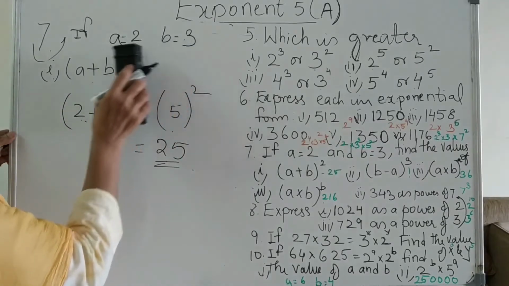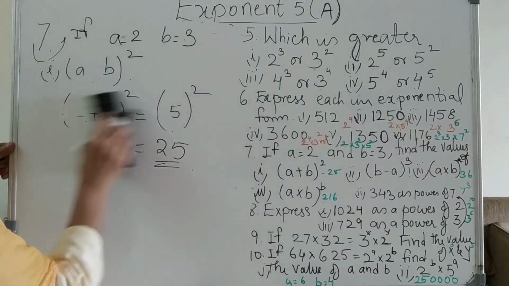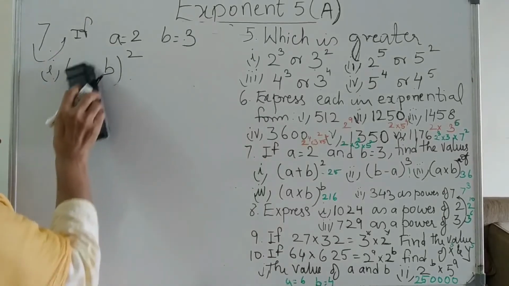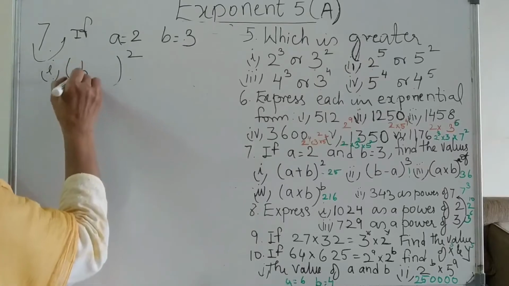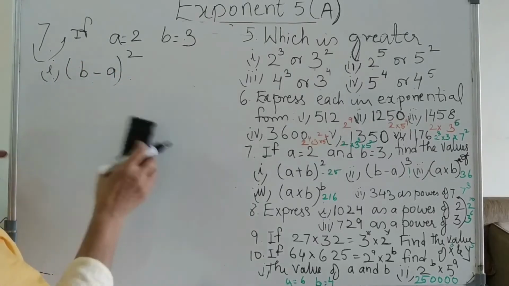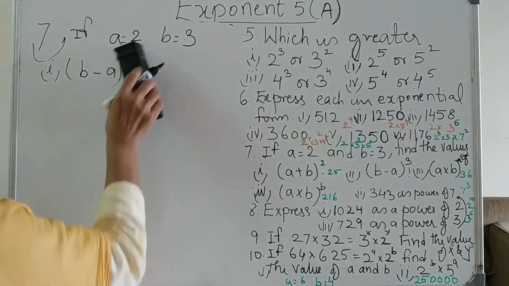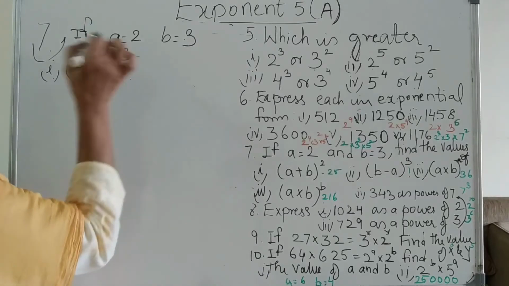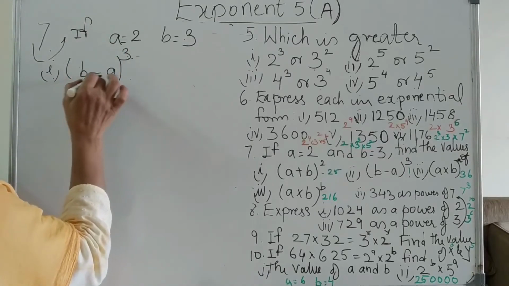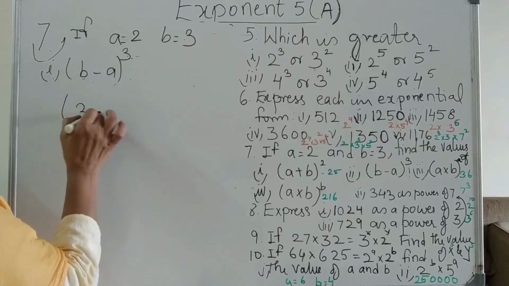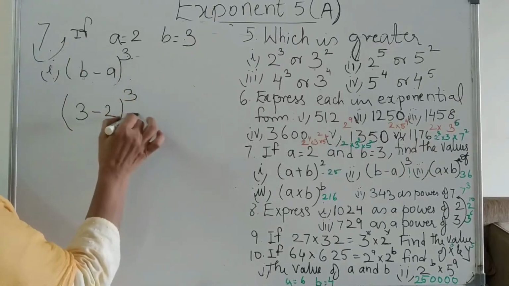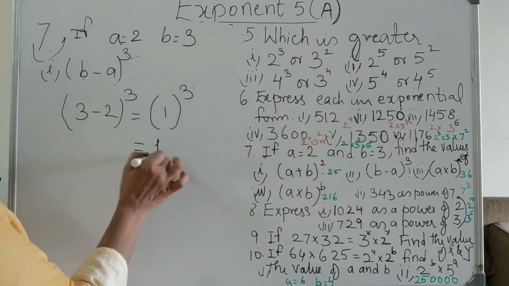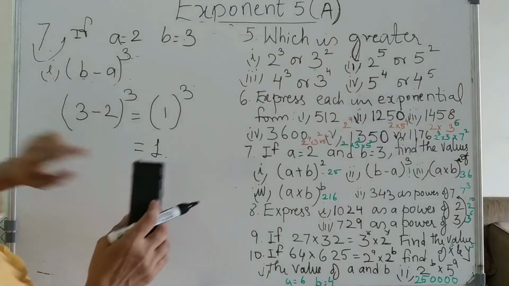Now this value remains the same, but instead of minus, it is plus. For the second you have B minus A, B minus A, it is raised to 3. Exponent is 3 here. Substituting inside, B minus A, you substitute 3 minus 2 raised to 3. Now 3 minus 2 is 1, and 1 with any exponent still remains 1. So 1 is the answer.